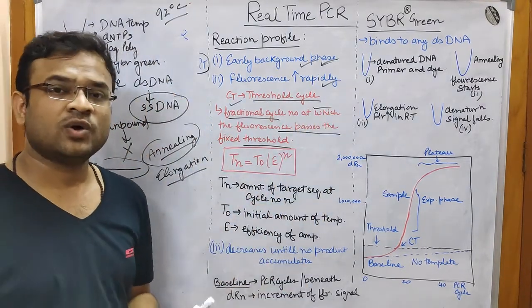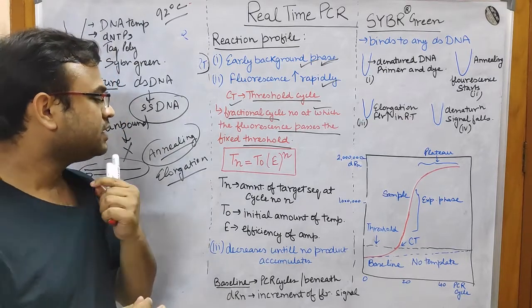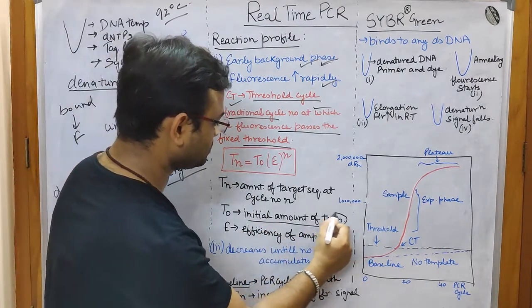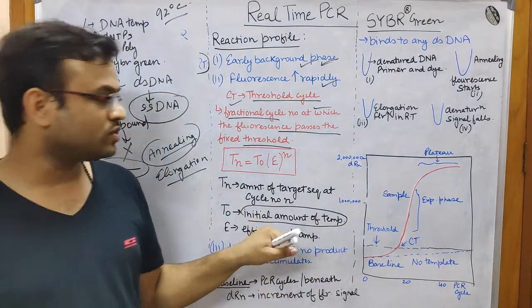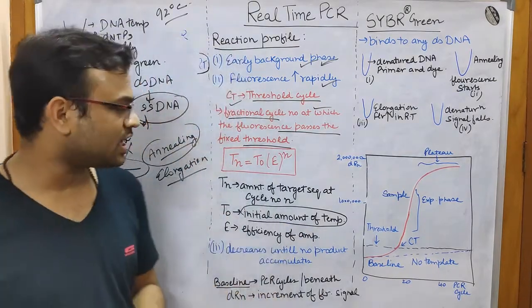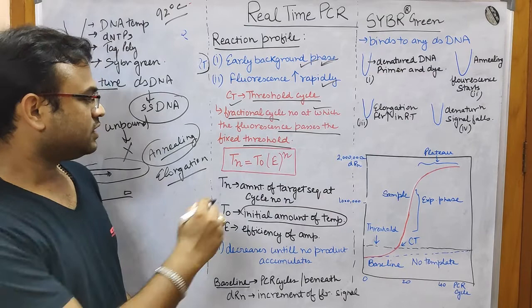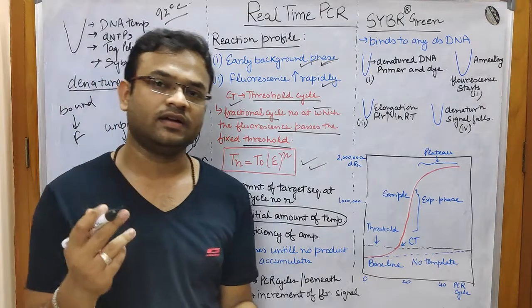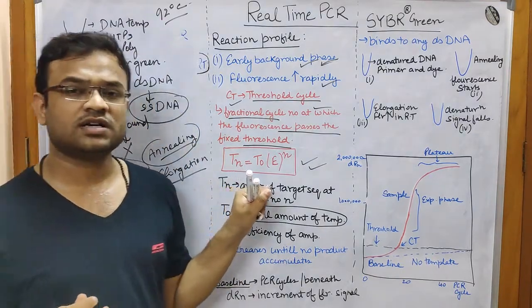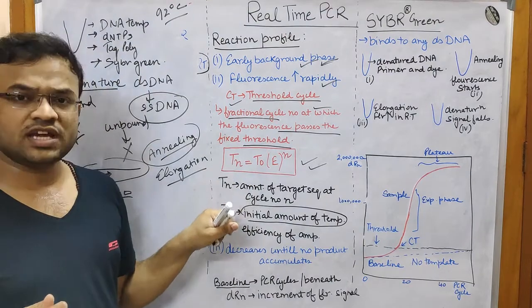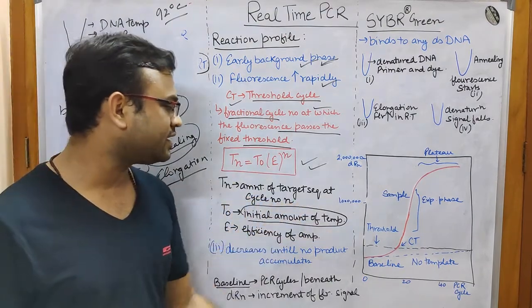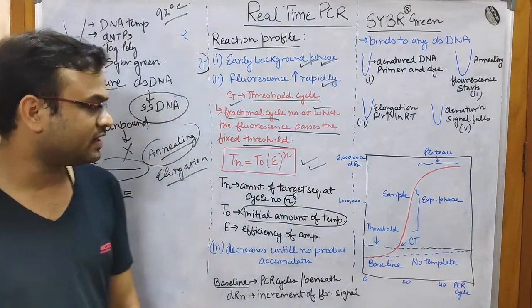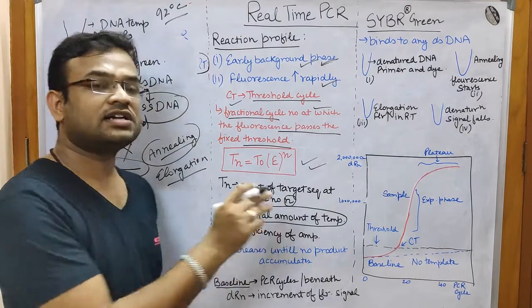Now there is a formula with which you can determine what was the initial amount of template. With this you can come to know the initial amount of template. Suppose in this formula Tn is equal to To times E to the power n, right? Now let us understand what the parameters are here. Tn is the amount of target sequence at cycle number n. After n number of cycles, what is the amount of the target sequence?